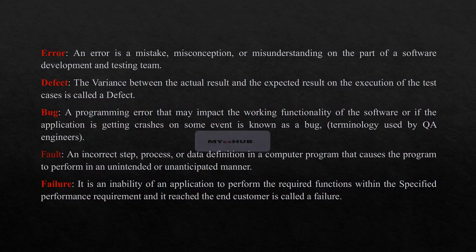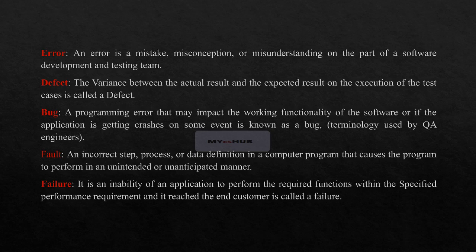An error is a mistake, misconception or misunderstanding on the part of the software development and testing team. Next one is defect. The variance between the actual result and the expected result on the execution of the test cases is called a defect.